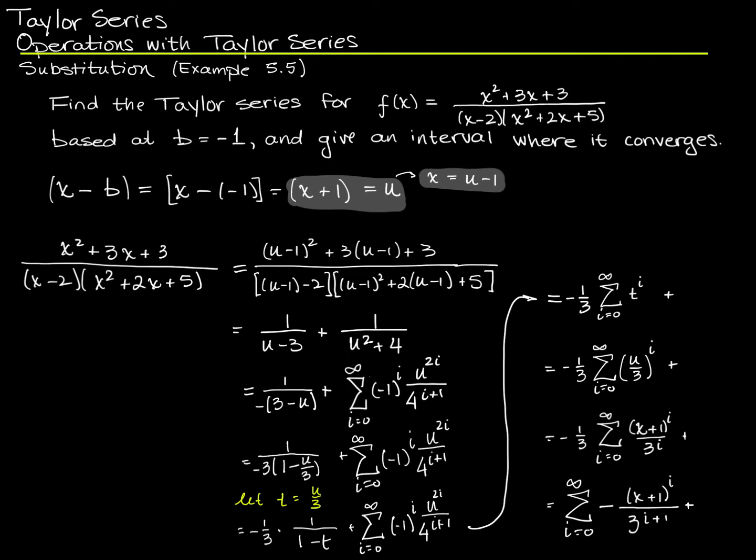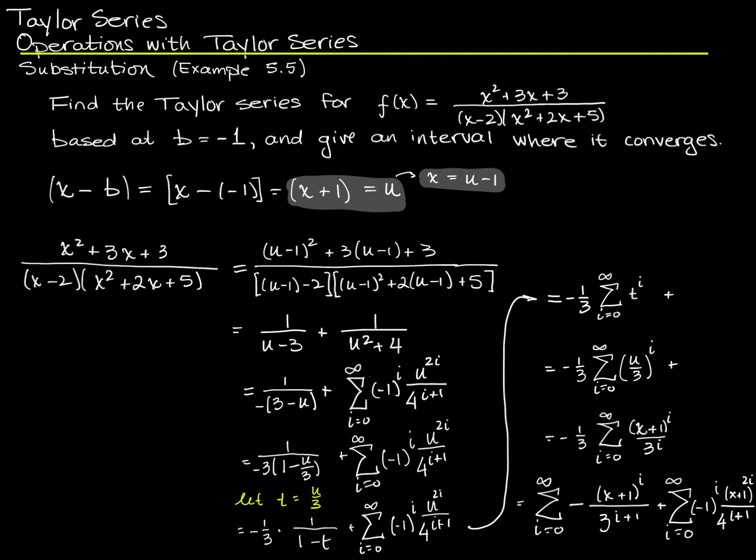And I already have that. It's the form: I goes from 0 to infinity of negative 1 to the power of I. Let me see if I can scoot this over a little bit. Okay, that's better. So I had negative 1 to the power of I times u, but u is x plus 1, so I'll write it as x plus 1 to the power of 2I all over 4 to the power of I plus 1.